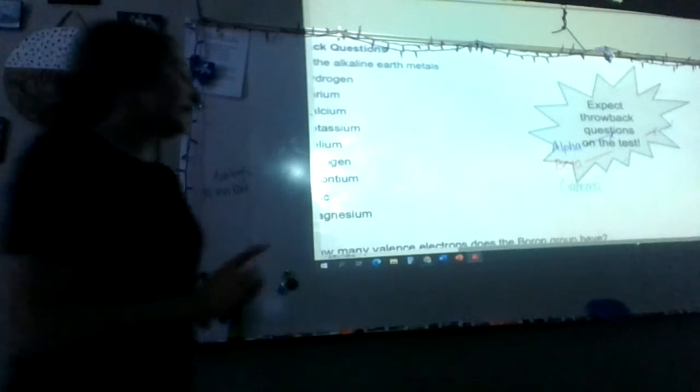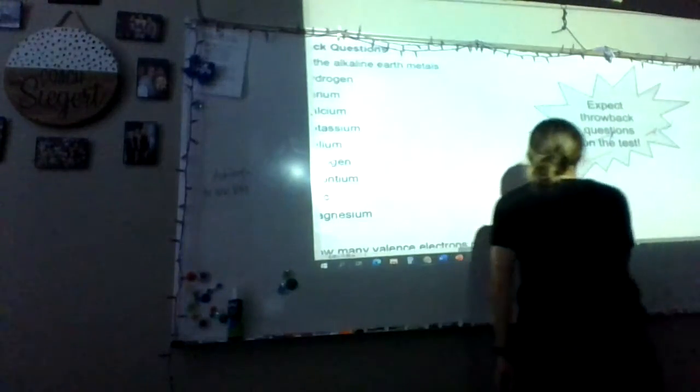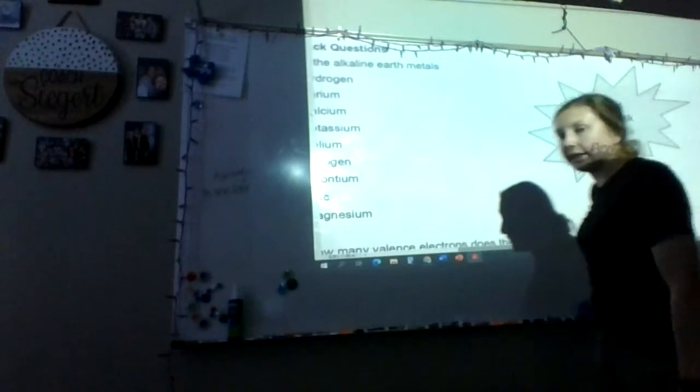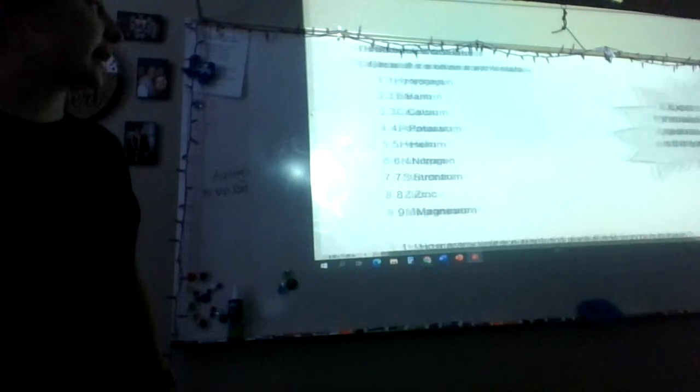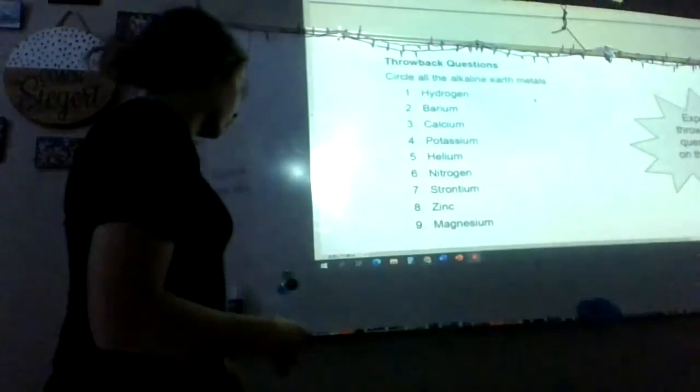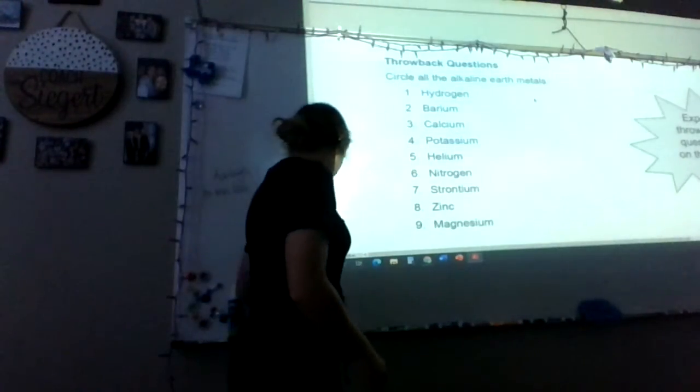Okay, what is written in that star on the last page? Expect throwback questions on the test. Yes, okay, so throwback questions are anything from a previous unit. All right, so I put a little bit of that on our review today. Okay, I'm going to help you out with some of these, kind of like I did on the circle ones on the true false about the nucleus.